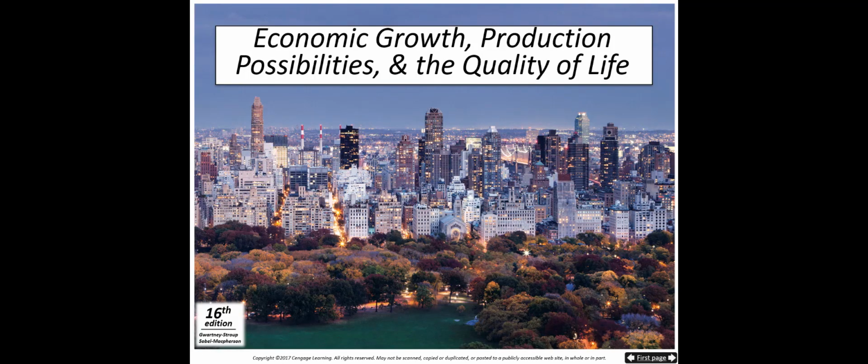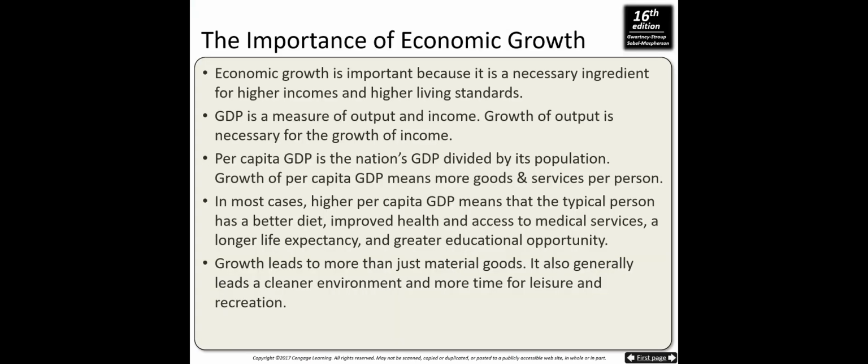Next, let's talk about economic growth, production possibilities, and the quality of life. Economic growth is important because it's a necessary ingredient for higher incomes and higher living standards. GDP is a measure of output and income. Growth of output is necessary for the growth of income. Per capita GDP is the nation's GDP divided by its population. Growth of per capita GDP means more goods and services per person. In most cases, higher GDP per capita means that the typical person has a better diet, improved health and access to medical services, a longer life expectancy and greater educational opportunity. Growth leads to more than just material goods. It also generally leads to a cleaner environment and more time for leisure and recreation.